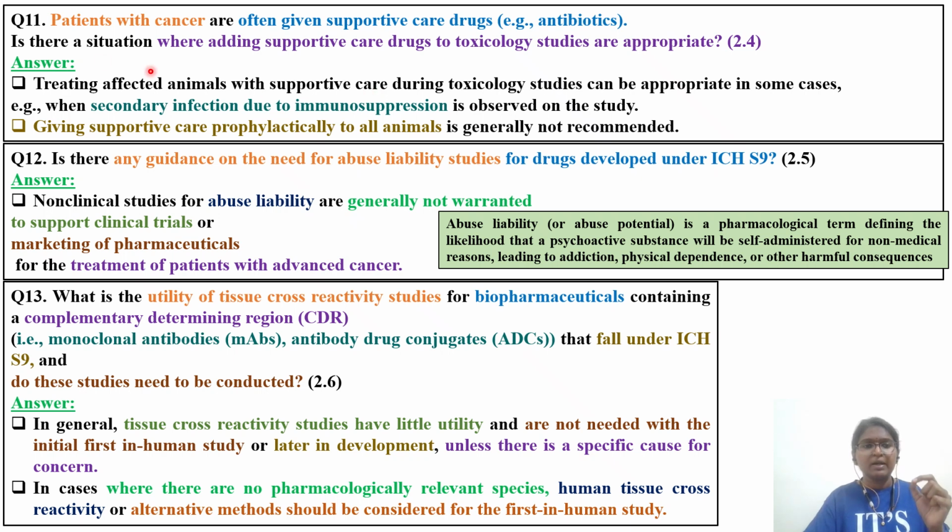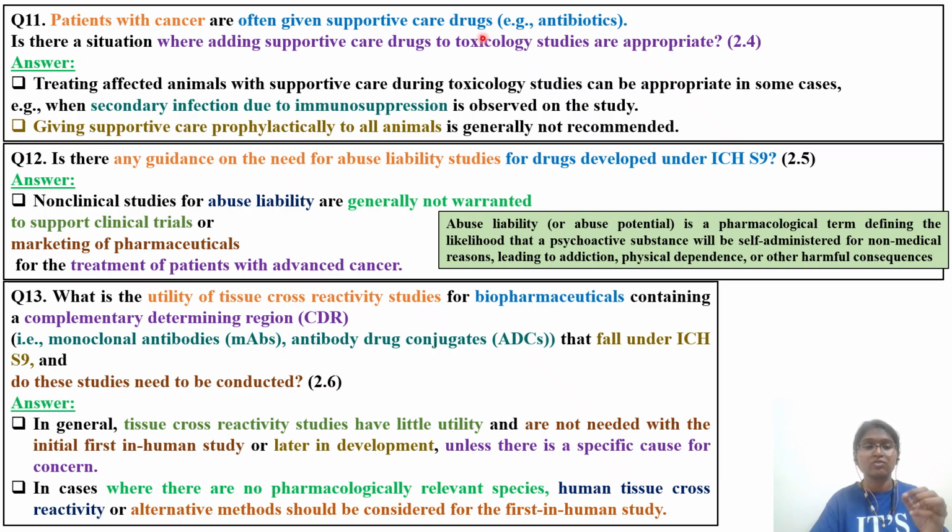Question number 11. Patients with cancer are often given supportive care drugs, for example antibiotics. This is also very important. Whenever you are treating a cancer patient, that patient is susceptible to some kind of infection, bacterial or viral, so you will put that patient under antibiotic therapy. Also, the patient will show some nausea type of effects, so you will be giving antiemetic drugs. These are called supportive treatment, right?